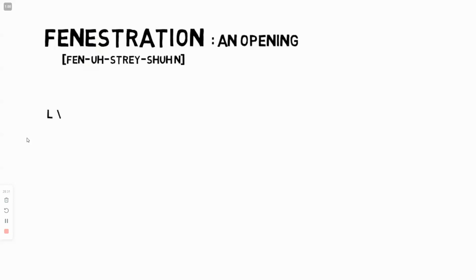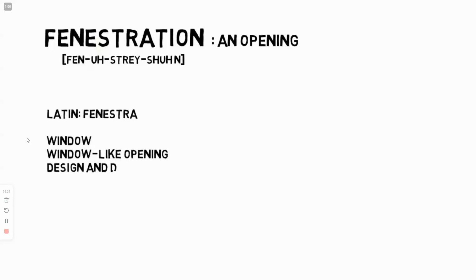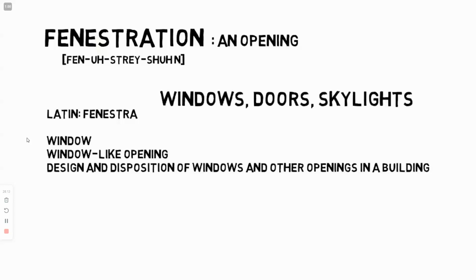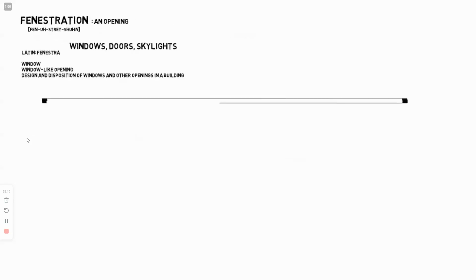This word comes from the Latin word fenestra, and from an architectural perspective means window or window-like opening, or the design and disposition of windows and other openings in a building. In other words, for our purposes, fenestration refers to windows, doors, and skylights. Let's look at how these openings are created in a wall.